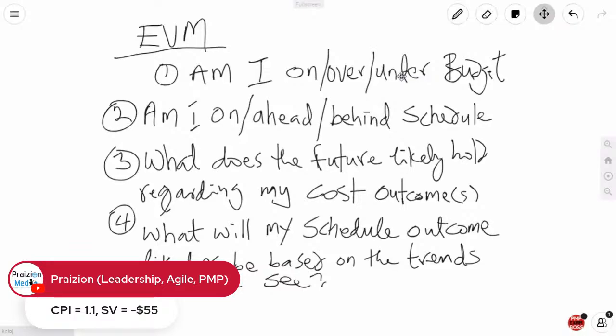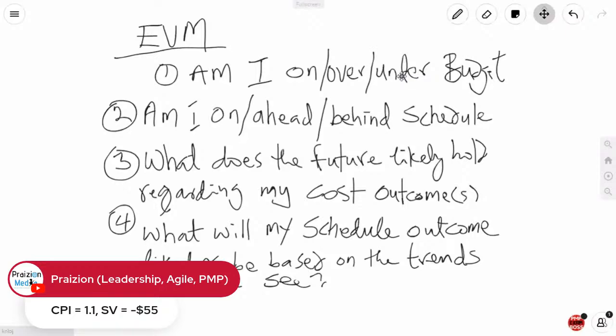From a cost perspective, you're under budget, which is good. And from a schedule perspective, you're behind schedule, which is not good. Now, we can't say, oh, it's only $55 behind schedule. What if your project is a $75 project? Then this is very bad. You get what I'm saying? So you have to put this in context for your exam in 2025.